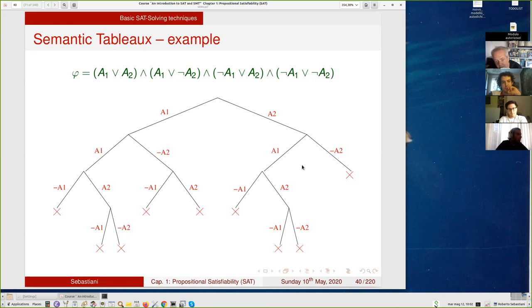Exactly the same, you expand on this branch, you re-expand this again, but this branch here is closed. A1 here, you expand here, not A1, A2, this branch is closed by A1, not A1. Then here you expand not A1, not A2, but not A1 conflicts with this, and A2 conflicts with this. So overall, all your branches are closed. So you can conclude that this formula is unsatisfiable. Okay?